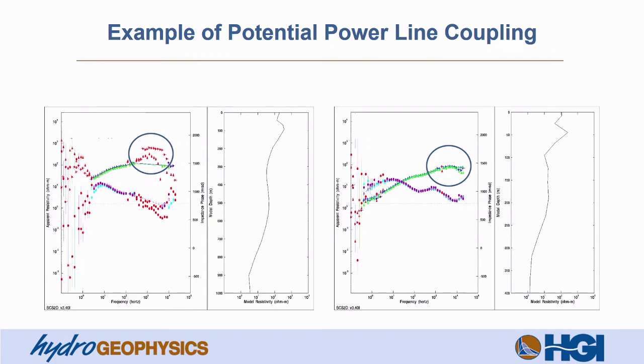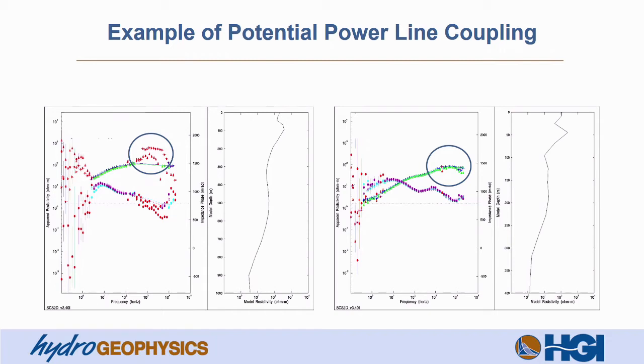To show you how this might manifest in the data, you can see here an example of AMT data from a station close to a power line on the left, and a station that is far from a power line on the right. There are many features in these plots, which are graphs of the apparent resistivity and impedance values on the y-axis and the frequency on the x-axis. Noisy data that are excluded from the inversion are noted in red.